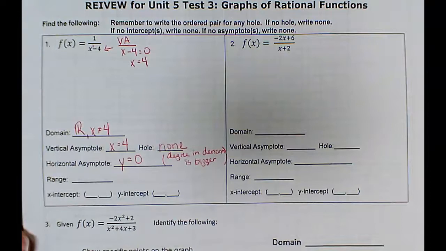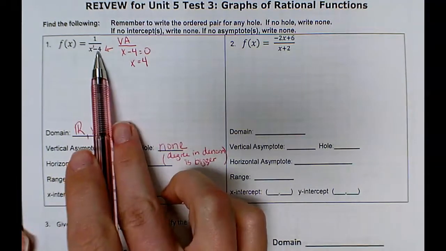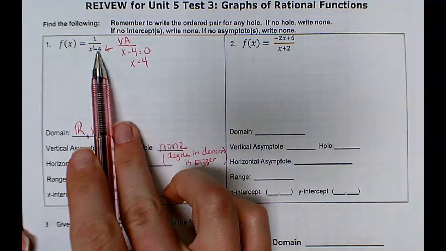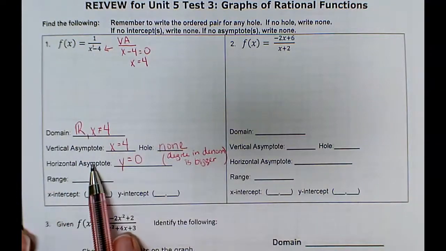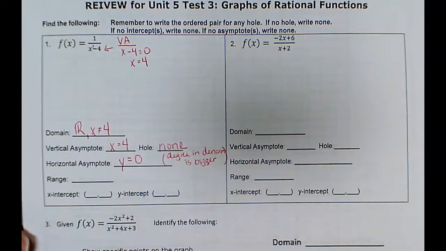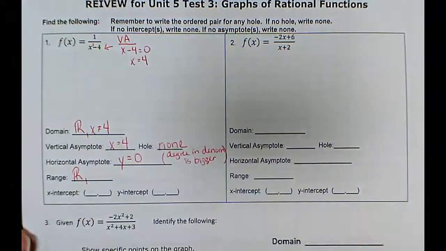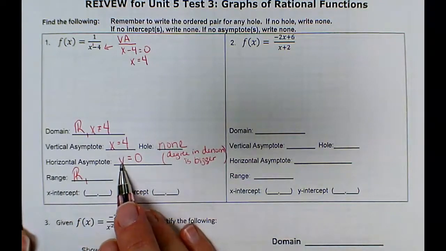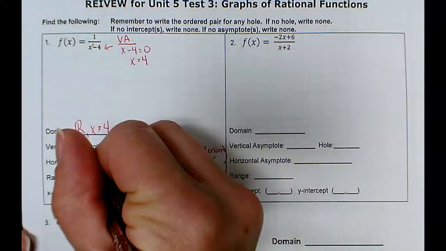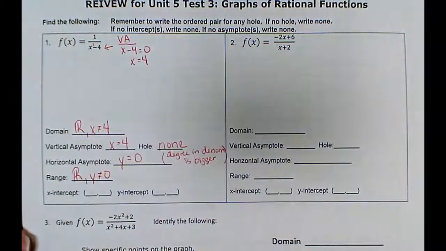Which makes sense because we discovered here that we're shifting the parent function 4 units to the right, and when you shift to the right, the horizontal asymptote doesn't change. So it's still the same thing as the horizontal asymptote for the parent function. The range is all real numbers, except any y values that go along with an asymptote or a hole. There's no hole to take y values out. However, there is an asymptote at y equals 0. So we need to take out the y value of 0 in the range because there's an asymptote there.